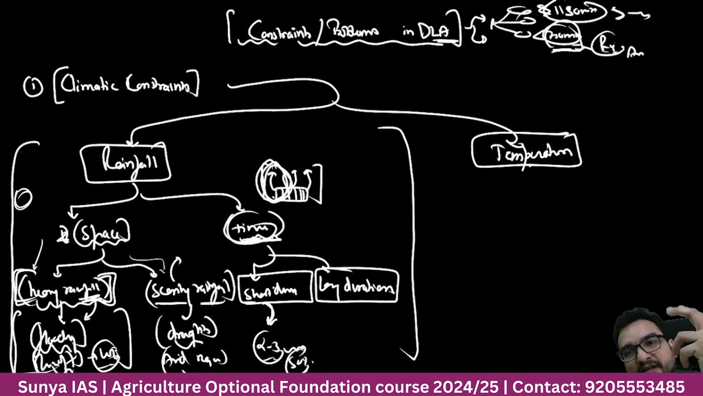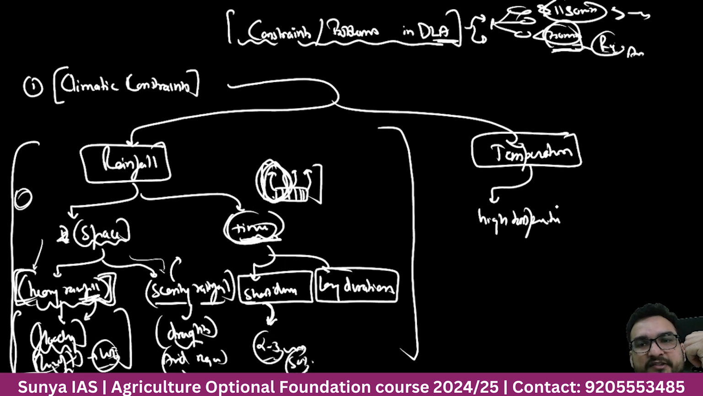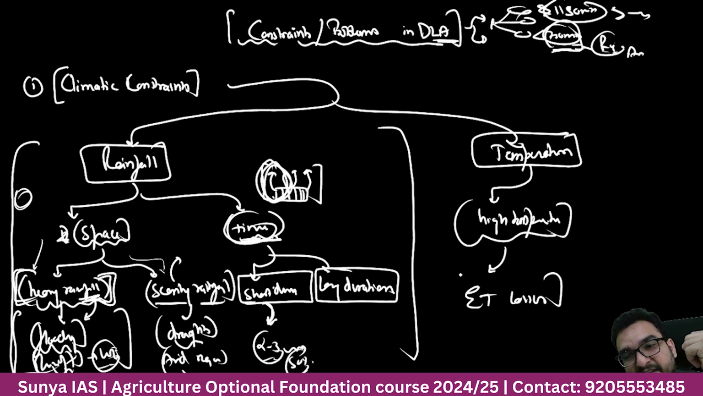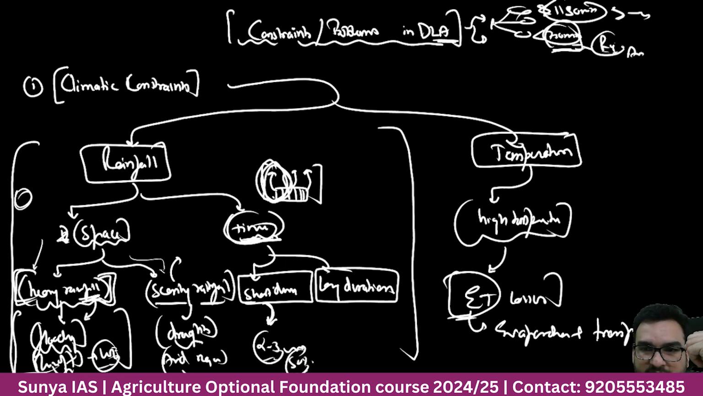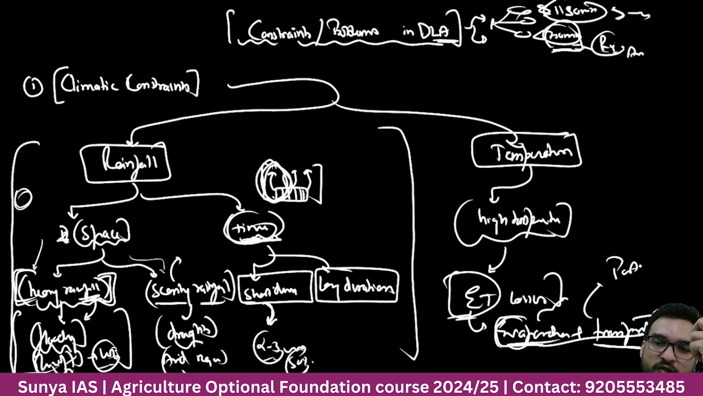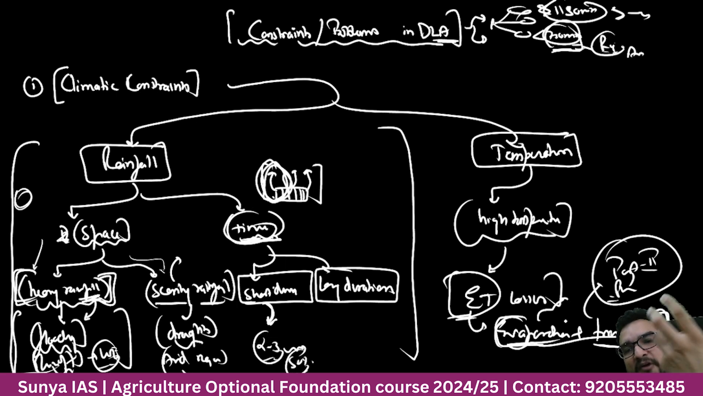Now you see, the temperature problem is because of high temperature in arid and semi-arid regions. What is happening? ET losses are happening. What is ET? Evapotranspiration losses. Evaporation plus transpiration is happening in large amounts. So the moisture which we need is lost in the form of evaporation and transpiration. Now don't try to understand right now if you don't know evaporation and transpiration. We will study this in part 2, physiology. Don't worry about it.